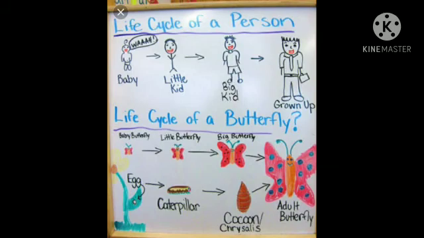So students, let's see another example. Life cycle of a person. First it is a baby, then a little kid, then a big kid, and then grown up. It is the same as the life cycle of a butterfly. First the baby butterfly means egg. Then the little butterfly means caterpillar. Then the big butterfly means pupa, and then it turns into the adult butterfly.